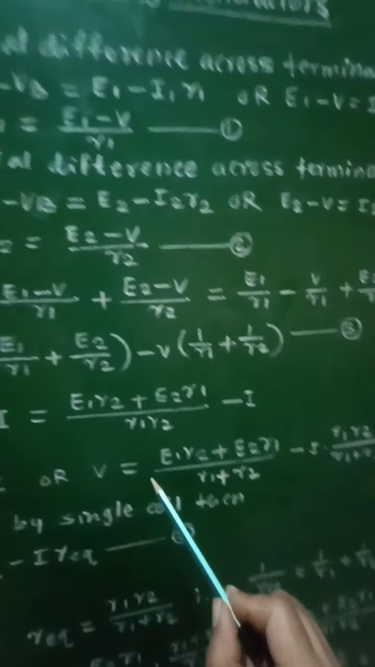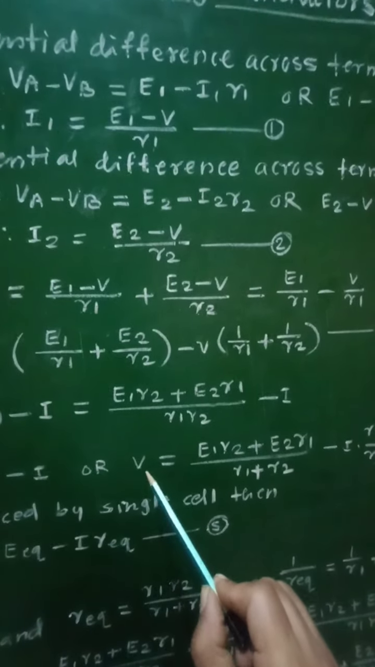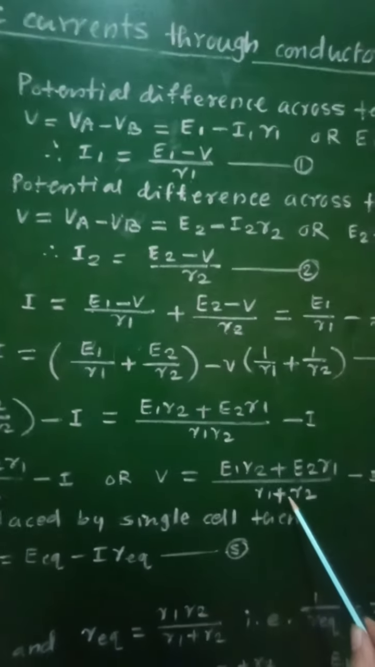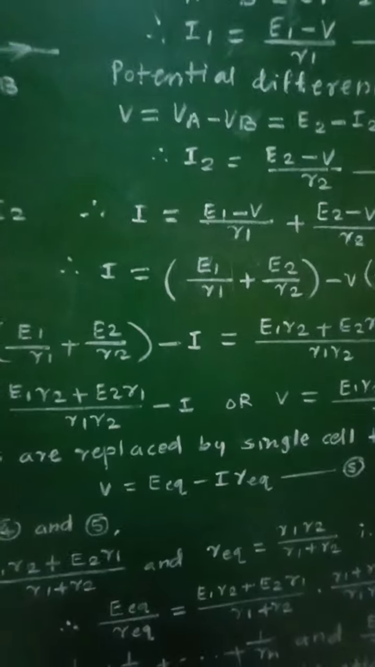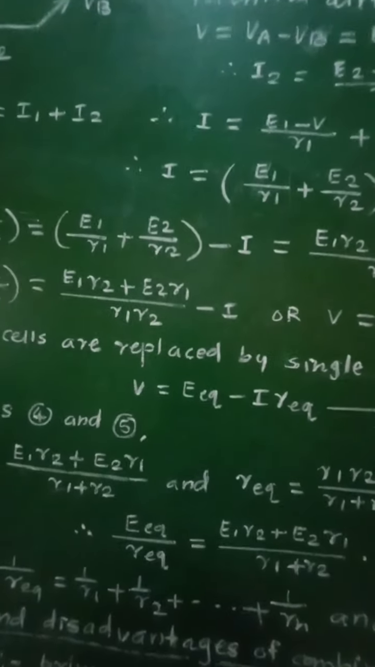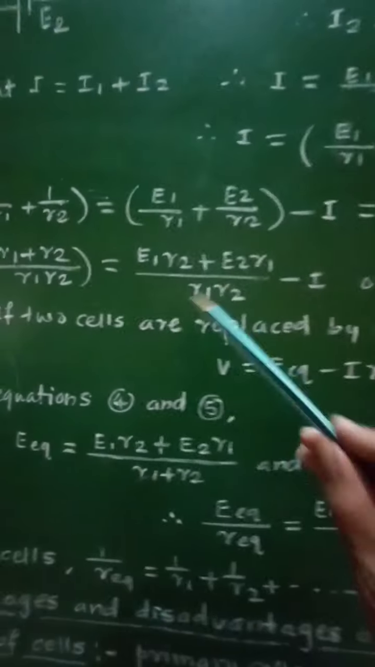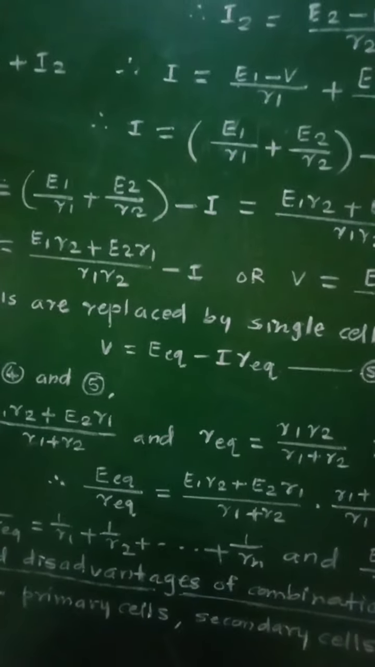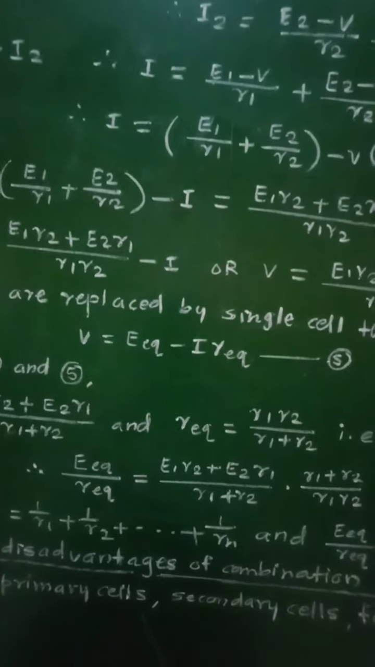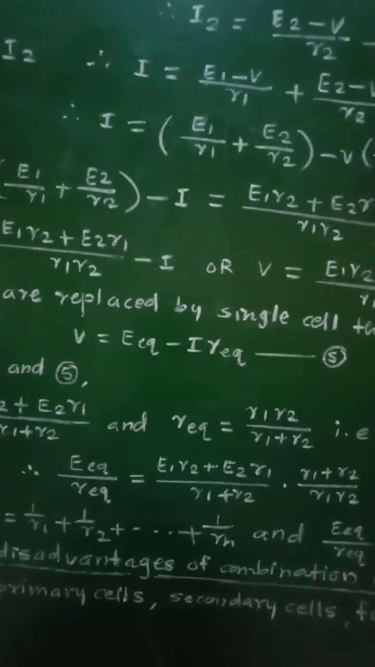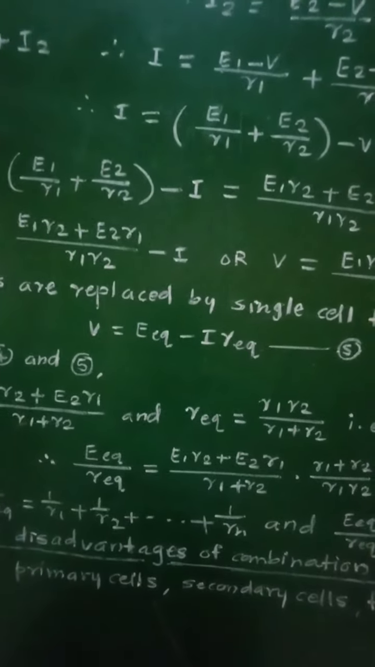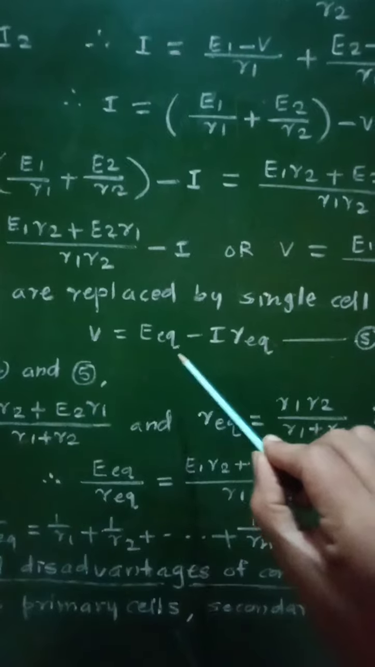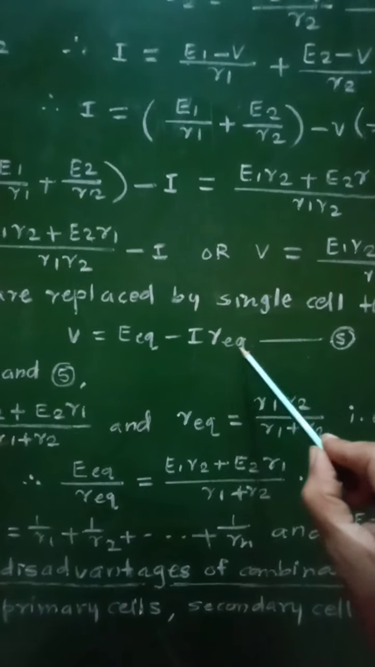So this equation will give us the value of potential phi between the 2 points A and B. So this will be the equivalent potential. And now if the two cells are replaced by a single cell connected between 2 points A and B with EMF E equivalent and internal resistance R equivalent, then we can write phi equal to E equivalent minus I R equivalent.